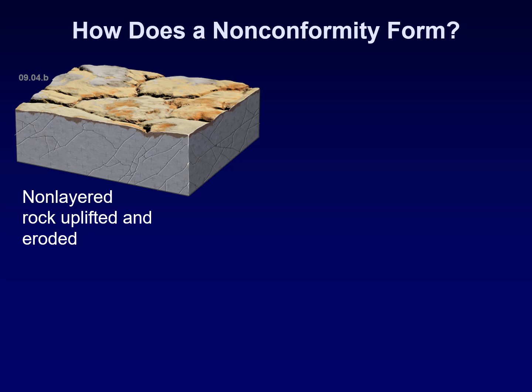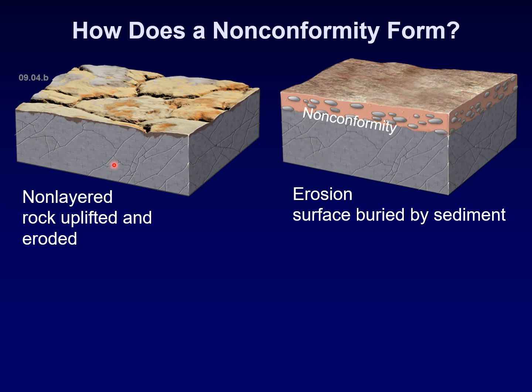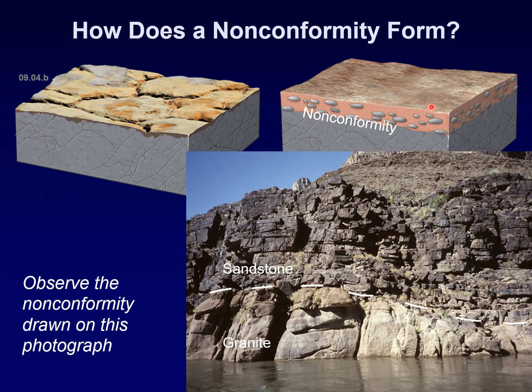So how does a nonconformity form? Well, you've got non-layered rock, like a granite or something like that, that's uplifted and eroded. And then the erosion surface is buried by some kind of deposited sediment. And here's what a nonconformity looks like.